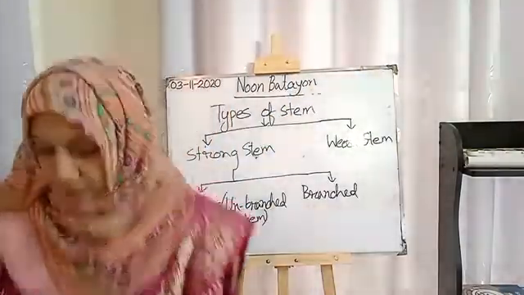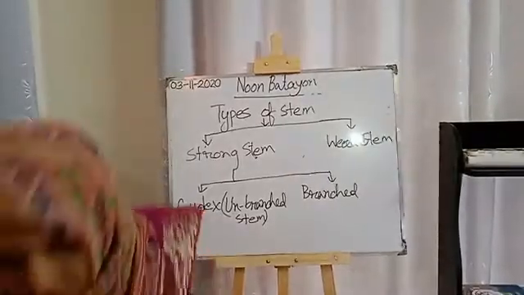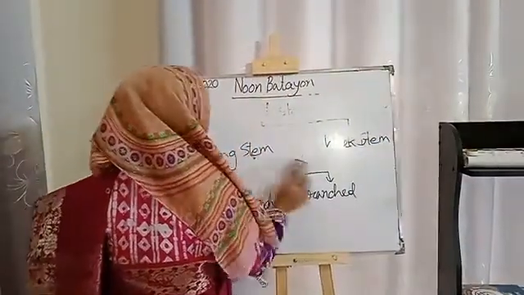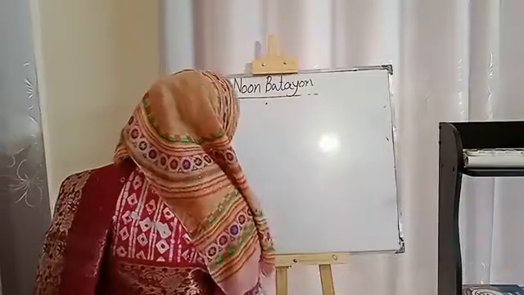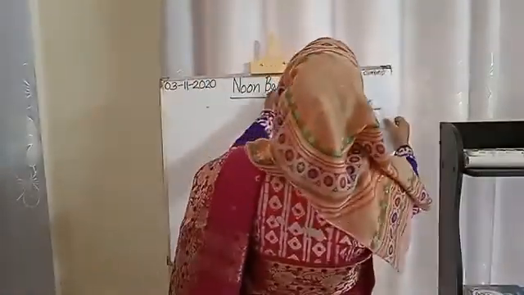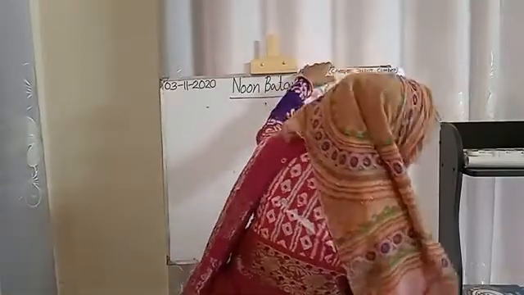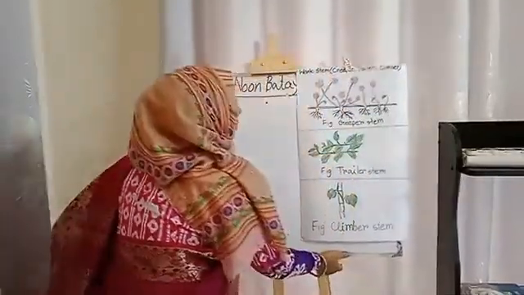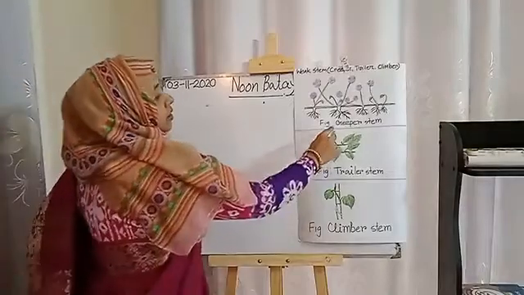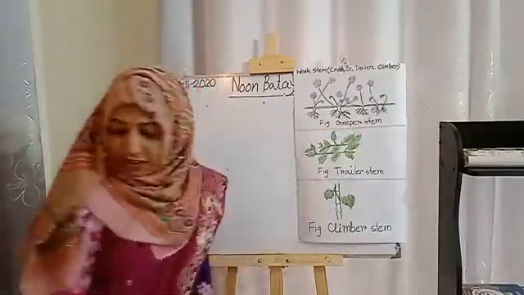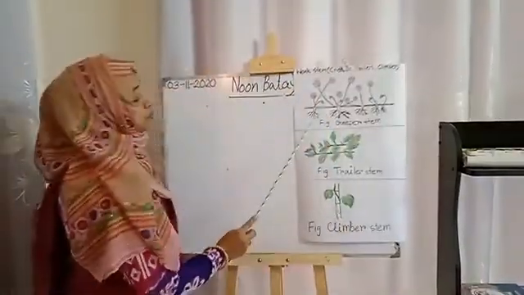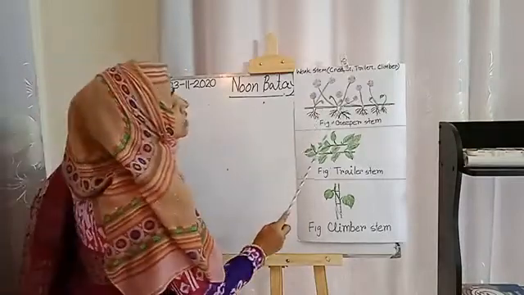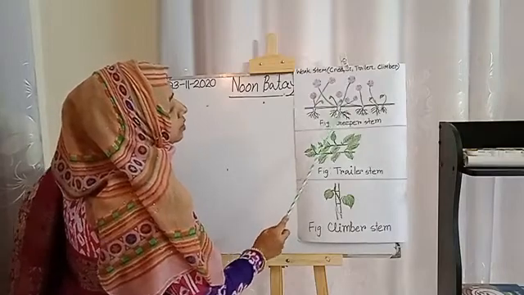We are going to see different types of weak stem, which cannot stand upright on the soil. They are of three types: creeper, trailer, and climber. Creeper grows horizontally on the soil surface, and roots arise from each node of the stem.